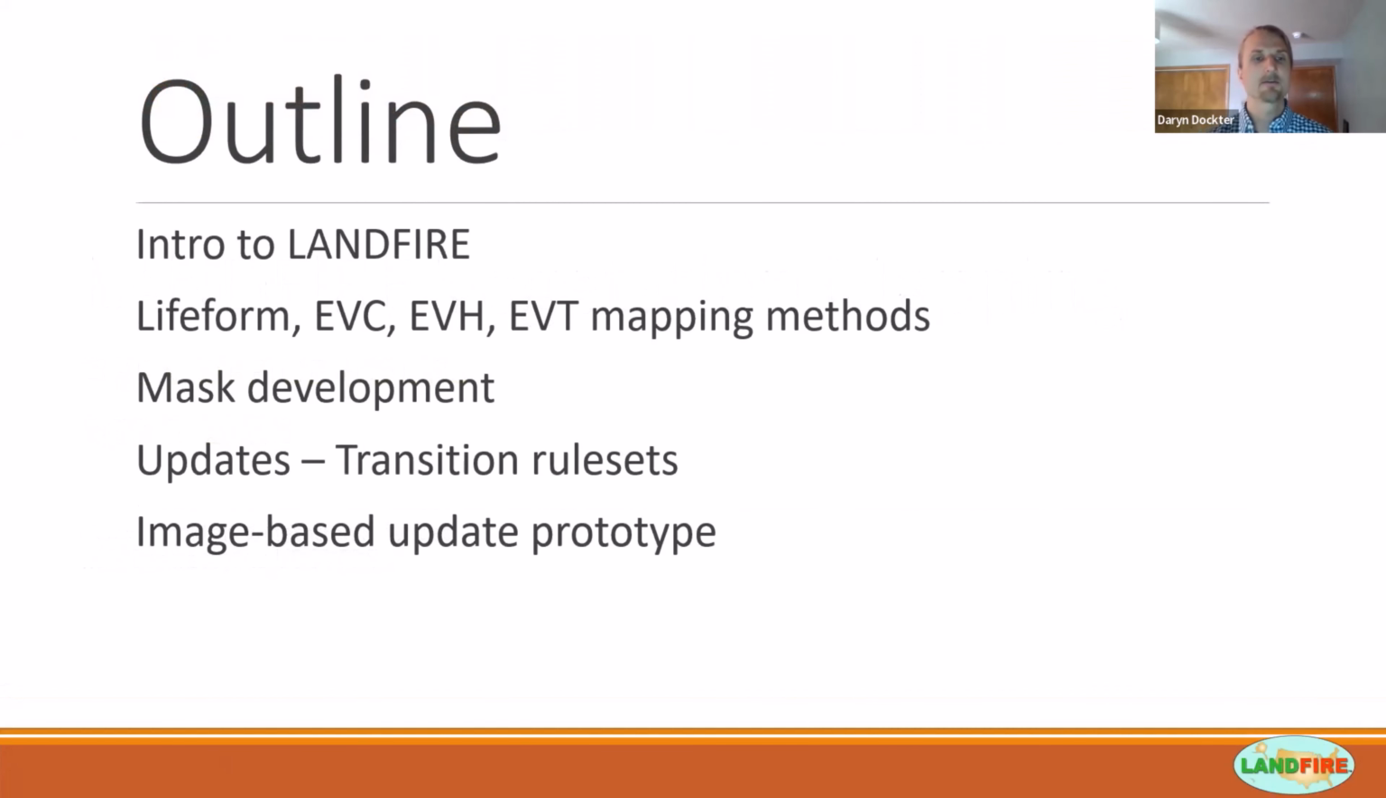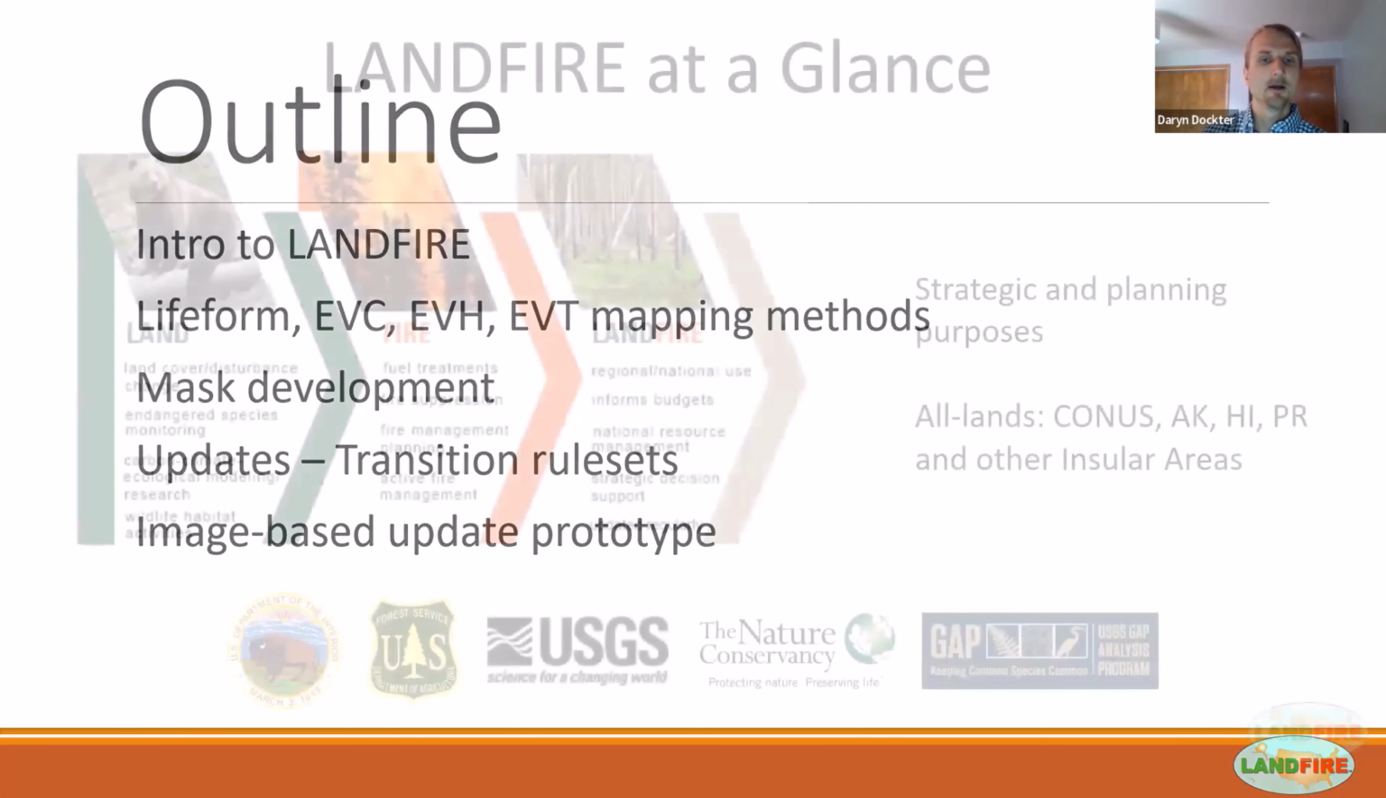All right, so here's an outline of what I thought would be good to cover today. A little intro to LANDFIRE, cover our three main vegetation products, EVC, EVH, EVT, also touch on life form, and really looking at the mapping methods today. I wanted to touch on some of the masks that we use because that's important for users who are trying to figure out how to use the data and the products. Look at what we do for our updates, and then a little sneak peek into what we are working on for the future with the image-based update prototype.